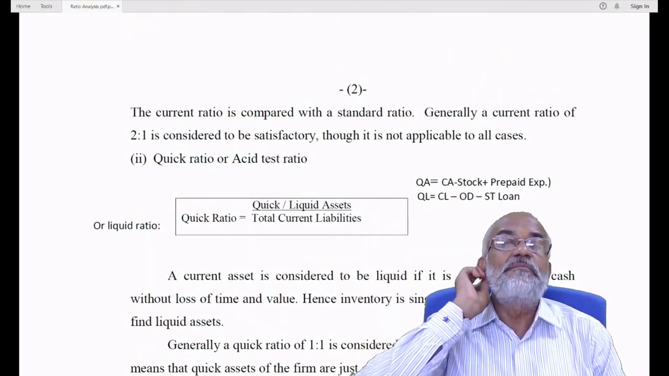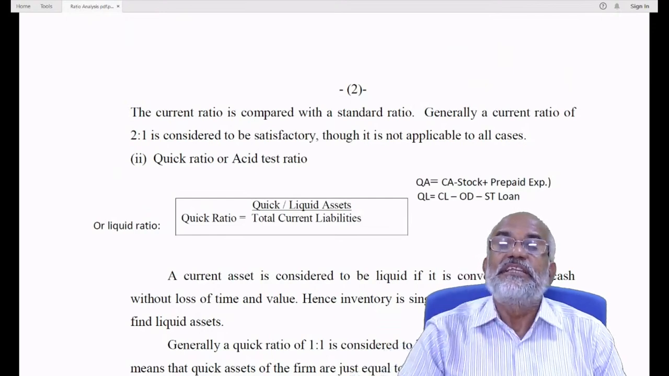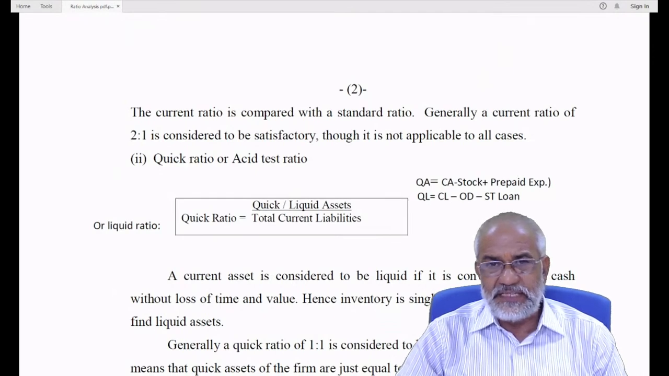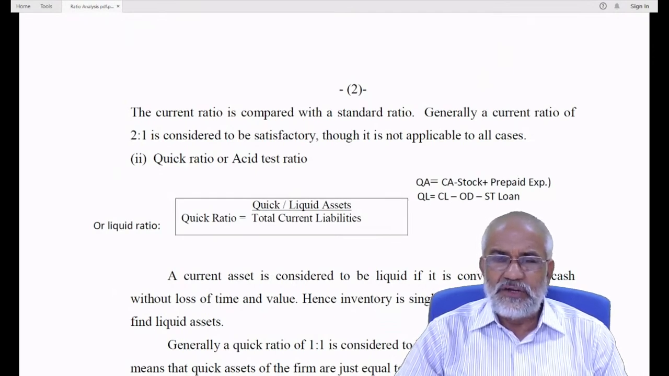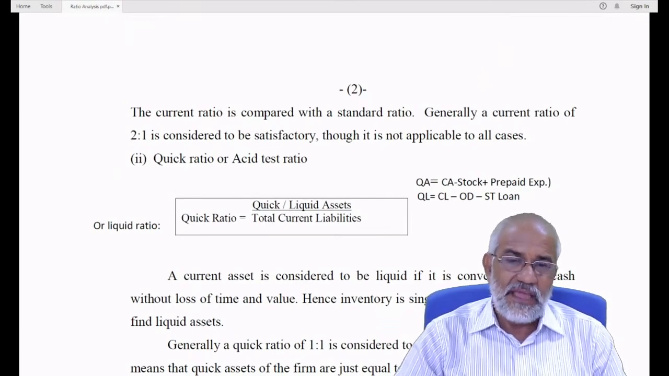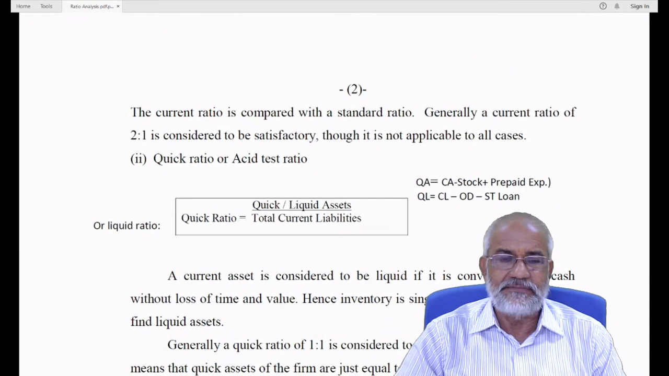The current ratio is compared with the standard ratio. Generally, a current ratio of 2:1 is considered to be ideal or satisfactory, though it is not applicable in all cases. It depends upon the type and the characteristics of the organization.